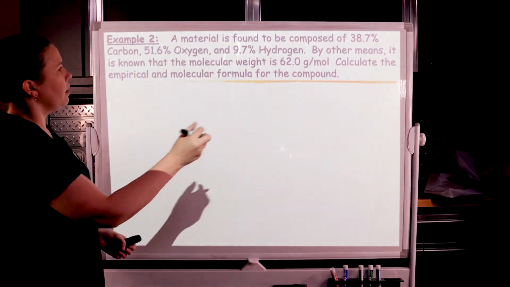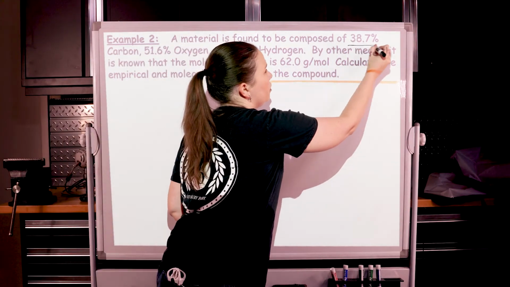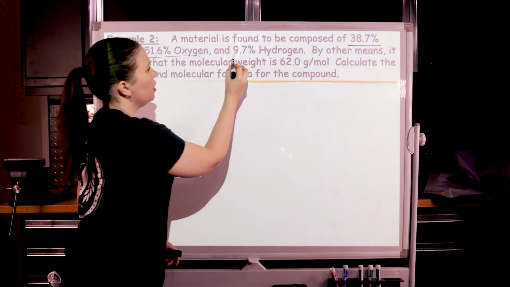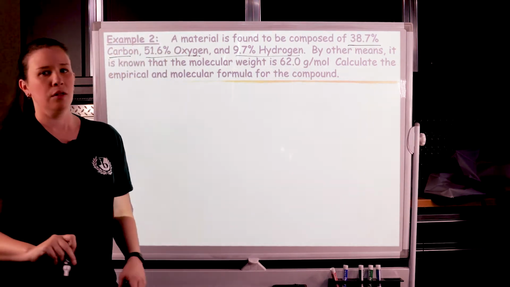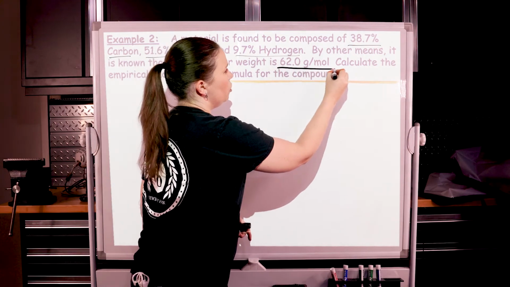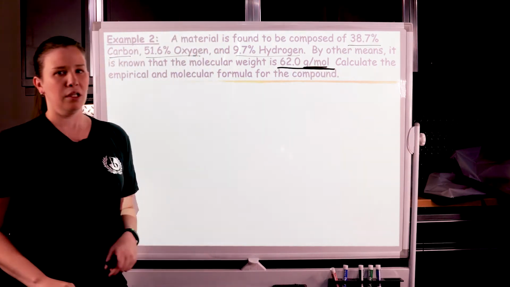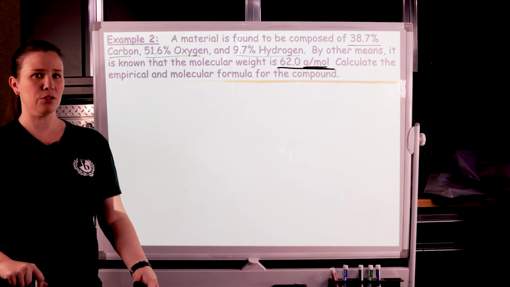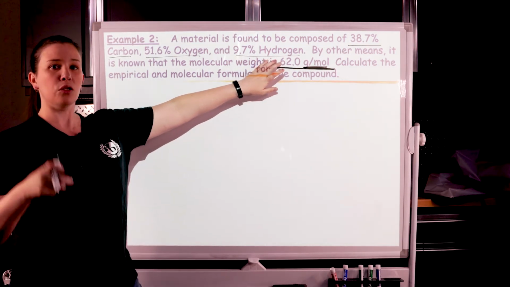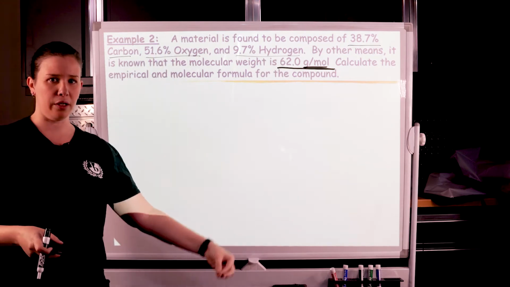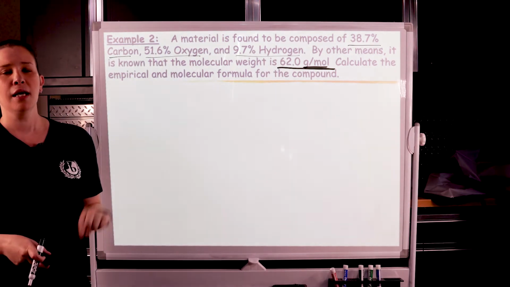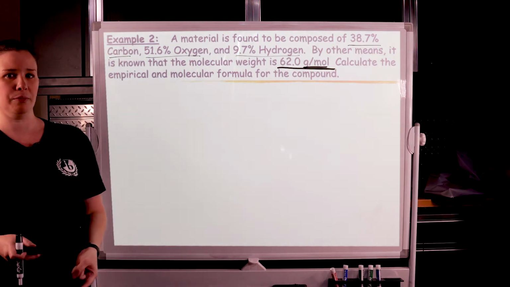Let's go through and kind of highlight what we're given. We have a percentage of carbon, percentage of oxygen, and a percentage of hydrogen. The only other number in this word problem is 62 grams per mole. Keep in mind what grams per mole usually measures, or molar mass. We're going to need the molar mass to go from empirical to molecular formula. But first, we have to figure out how to use this first sentence to get an empirical formula.